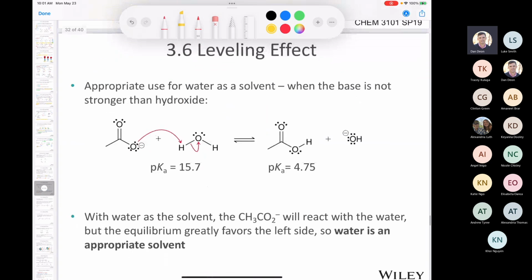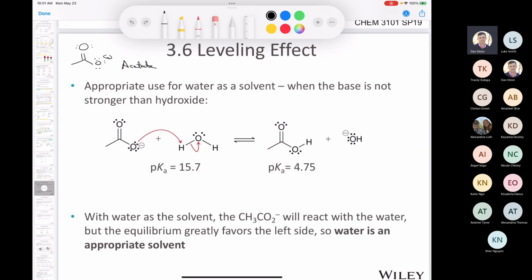Well, it says here, an appropriate use for water as a solvent is when the base is not stronger than hydroxide. Let's take a look here. You have acetate ion. That's what this thing is called here. So let me just write it down because you'll see it from time to time. Whenever you see this, this is called acetate. So this is the acetate ion here.